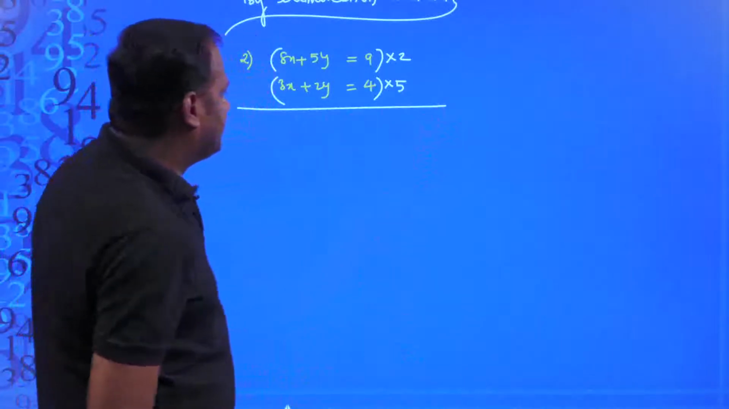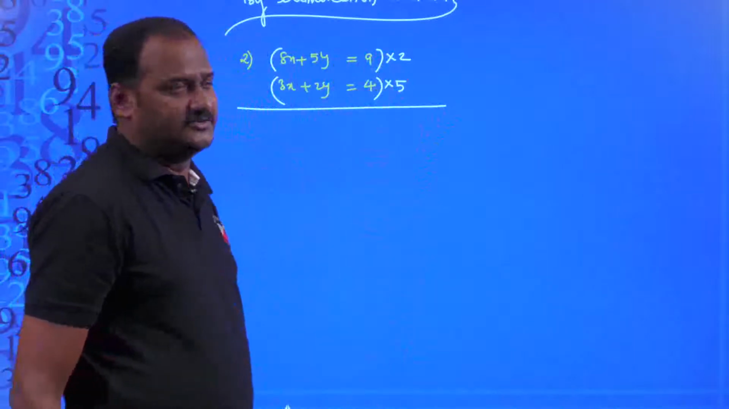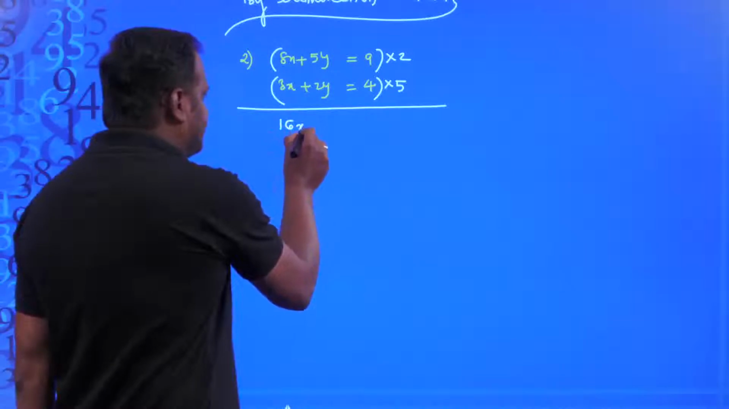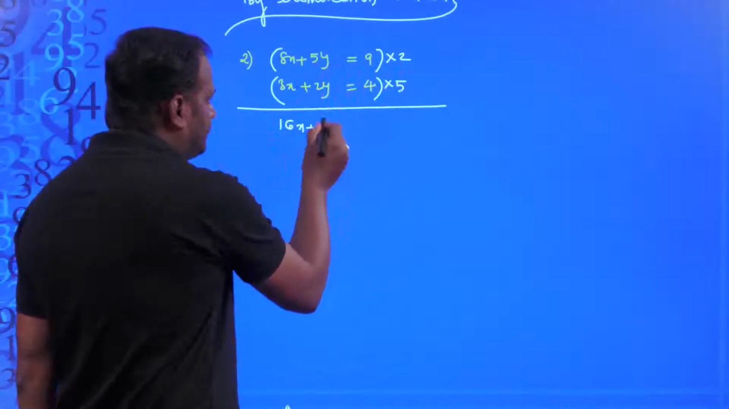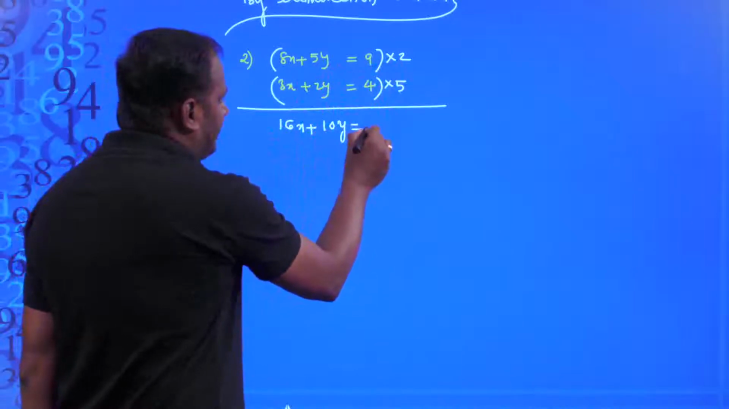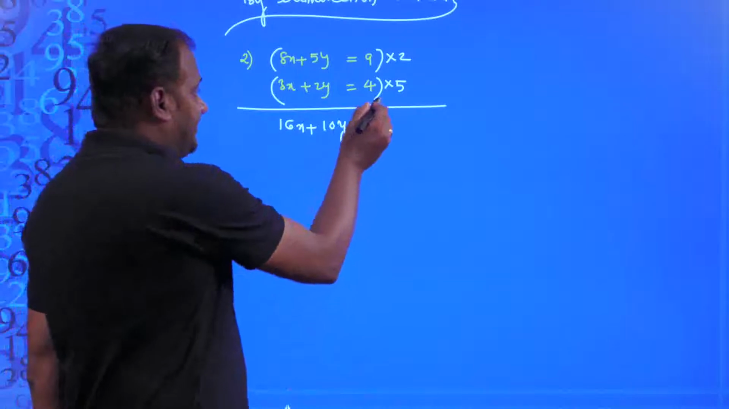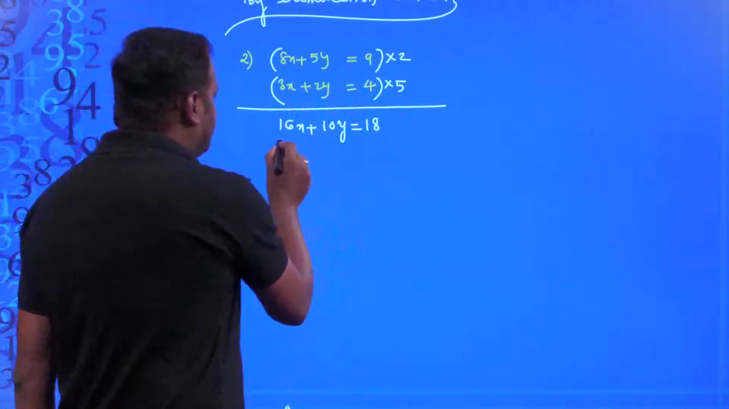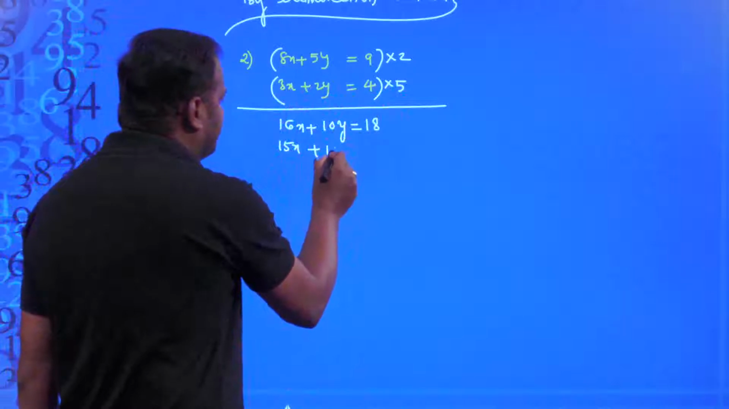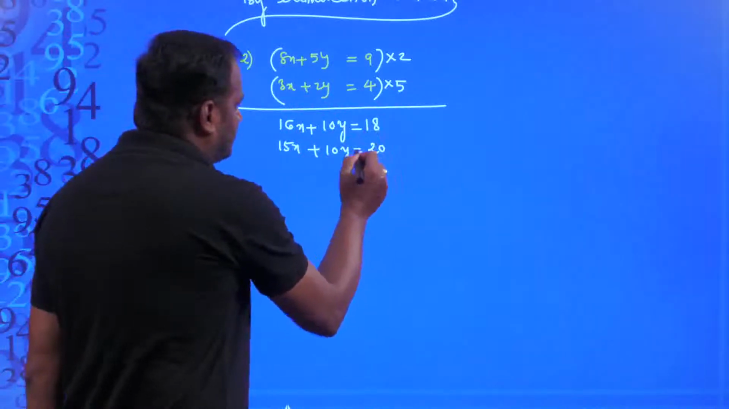The first equation: multiply every single term of the equation by 2. So 2 into 8x is equal to 16x, plus 2 into 5y is equal to 10y, is equal to 2 into 9, which is going to be 18, right. Coming to the second equation, 5 into 3 is equal to 15x, plus 5 into 2y is equal to 10y, is equal to 5 into 4, which is going to be 20.